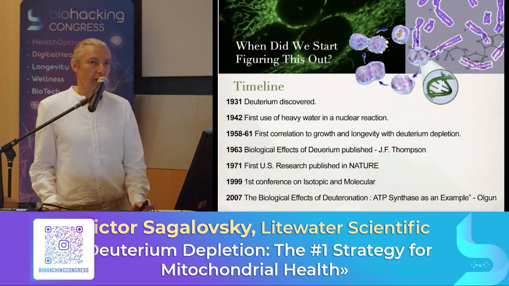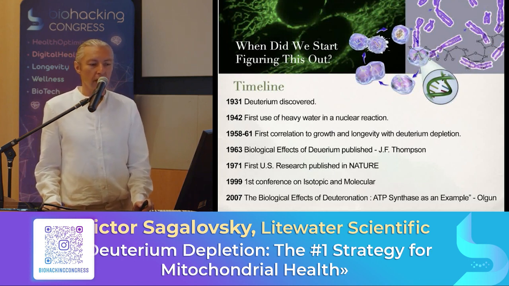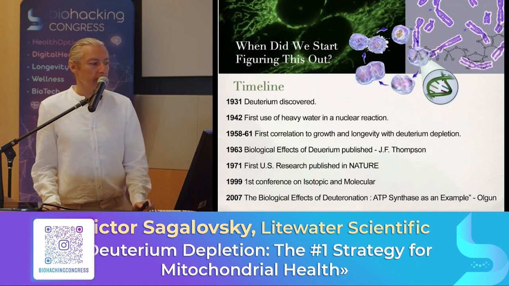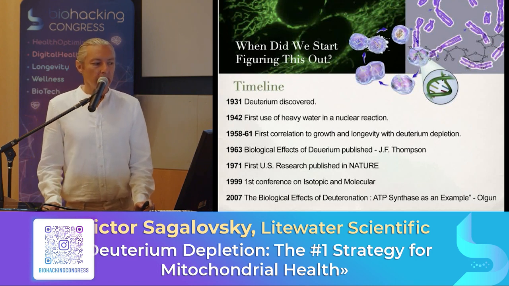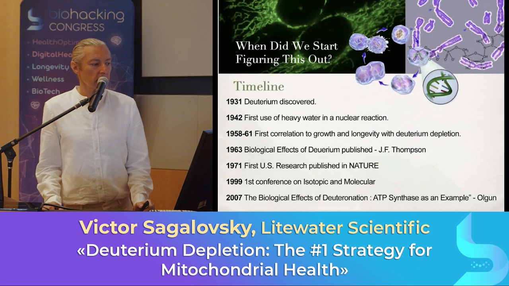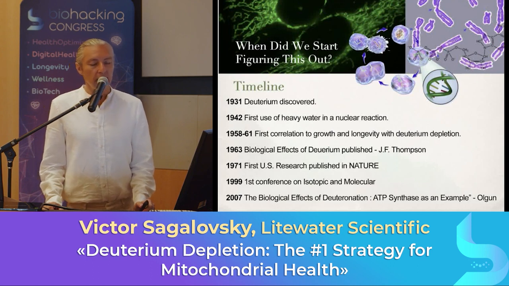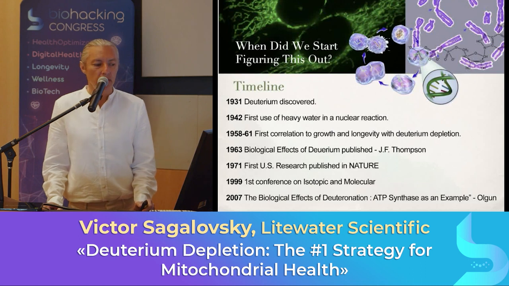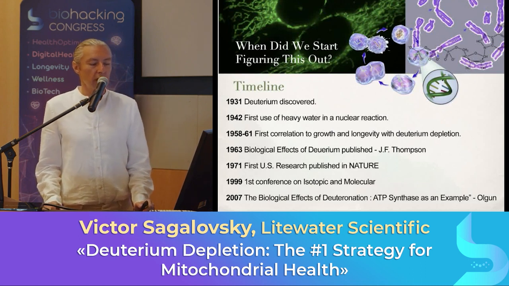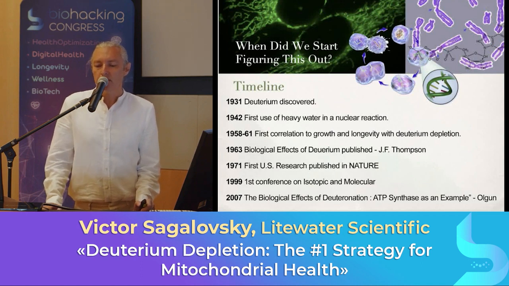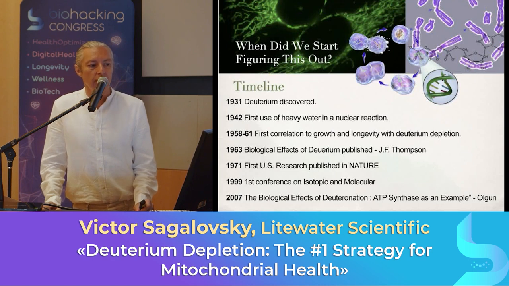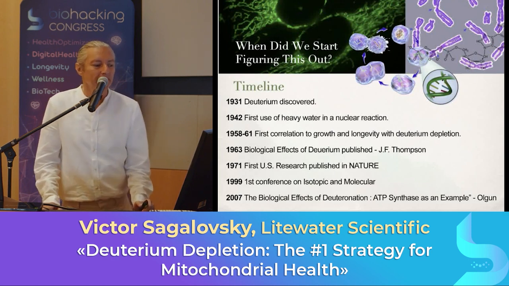It's very exciting because deuterium wasn't discovered until 1931, that hydrogen had different forms. And then as time went along, you had different scientists publishing their findings on deuterium and how it affects our biology. And in 1999, there was actually the first conference on deuterium and how it affects our biology. And then something happened in 2007 that was quite amazing: it was shown exactly how deuterium damages the mitochondria, and this is the ATP synthase nanomotor that I showed a couple of minutes before.